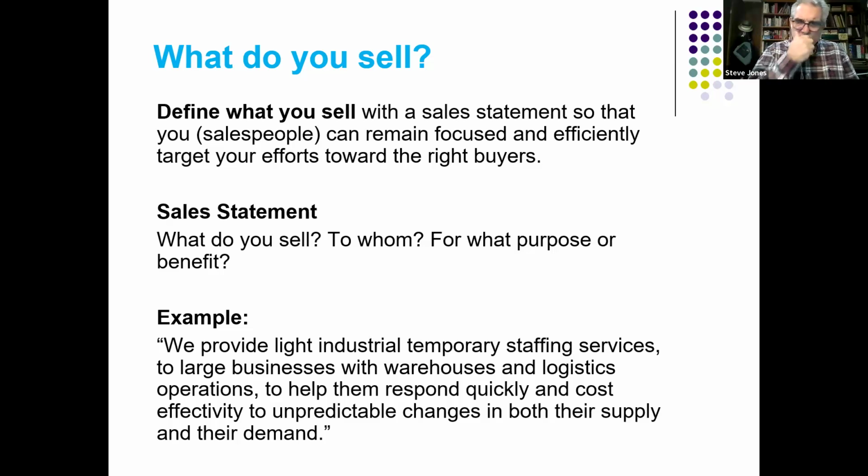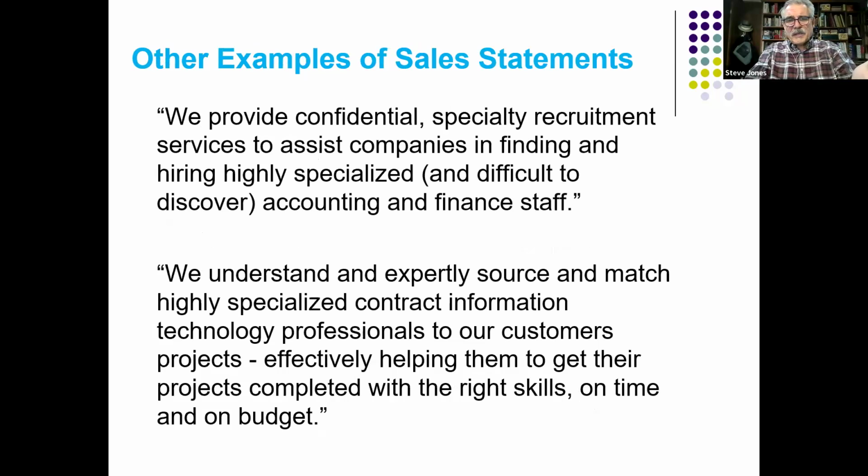And so an example at the bottom of the page would be, say you're in the light industrial temp business: we provide light industrial temporary staffing services to large businesses with repeat multiple orders that are all the same and similar, with warehouses and logistics operations, to help them respond quickly and cost effectively to unpredictable changes in both their supply and demand side. And so if there are 50 jobs that are exactly the same that you can put out there just like that to customers, who are those buyers? What are we selling and who are those buyers? So to go into those customers and sell accounting services when you only provide one accounting person a year, not a great idea.